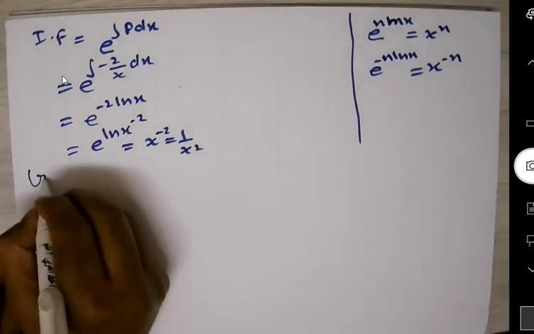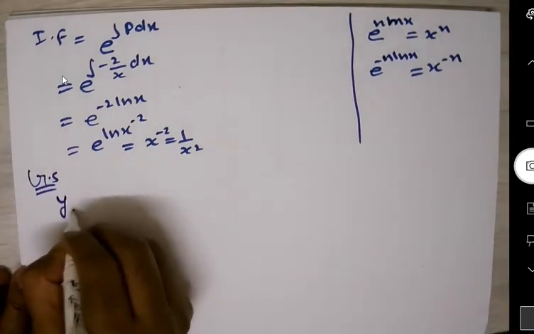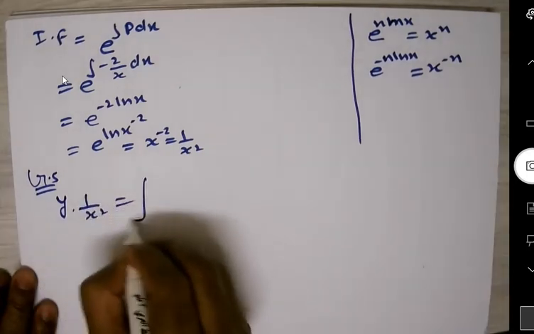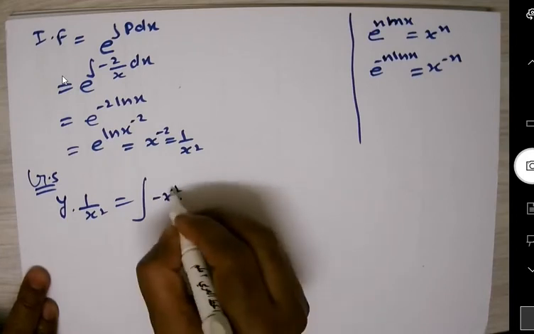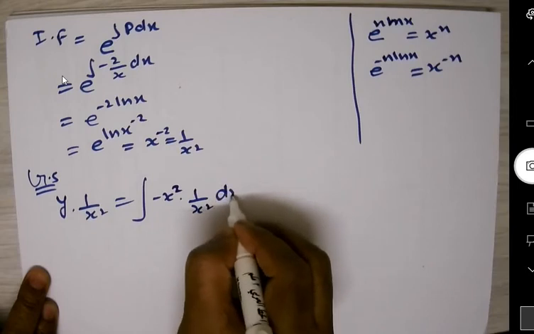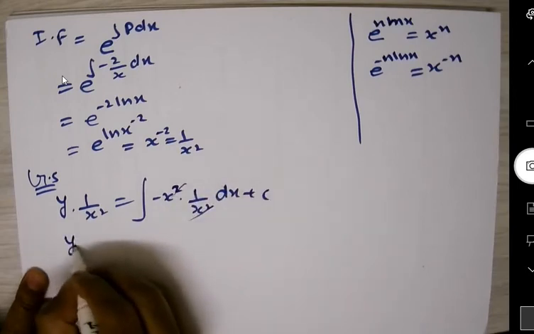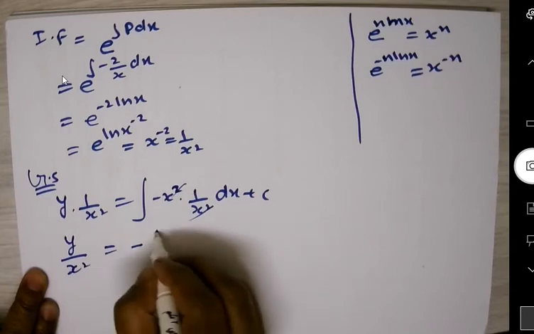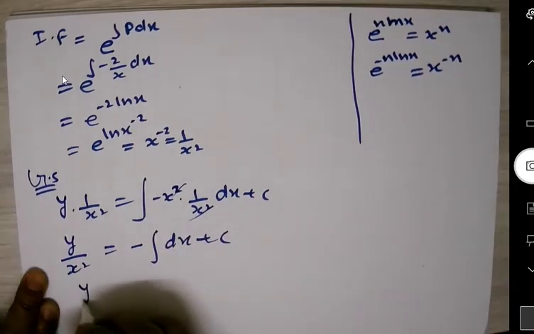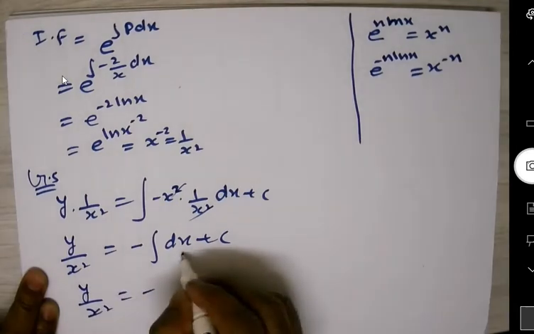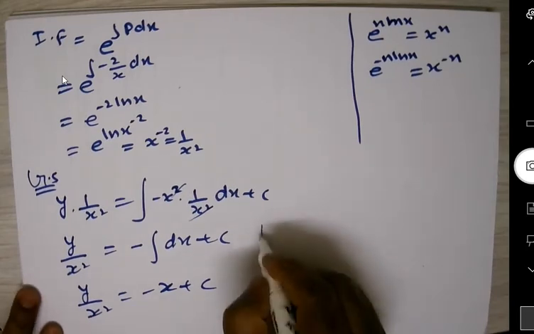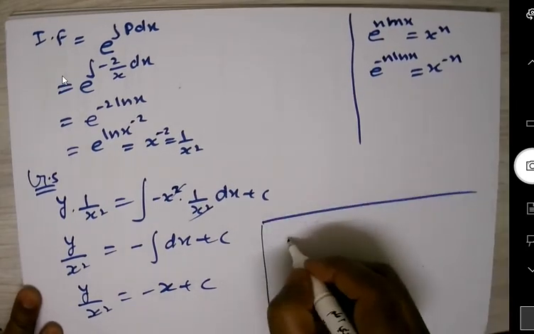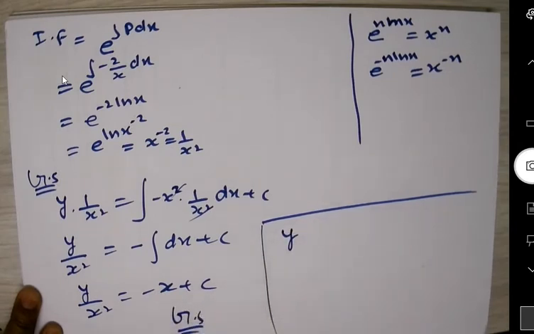The second step is general solution. General solution means y times integrating factor equal to integration q, that is minus x square, into integrating factor dx plus c. Cancel this one and simplify it, means integrate it. What is the remaining part? Minus dx plus c. Now integrate it: y divided by x square equal to minus x plus c. So this is your answer. You can write it like that form, or you can write it like that one. This is called general solution. You can say it is an implicit solution.